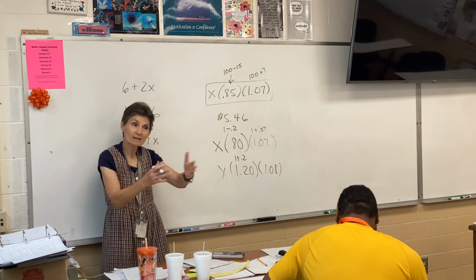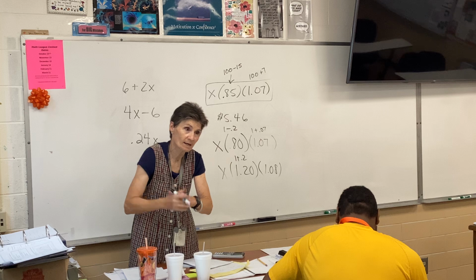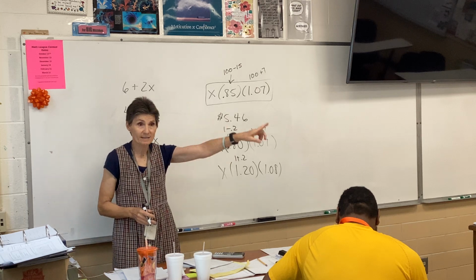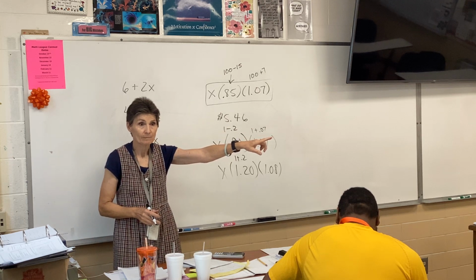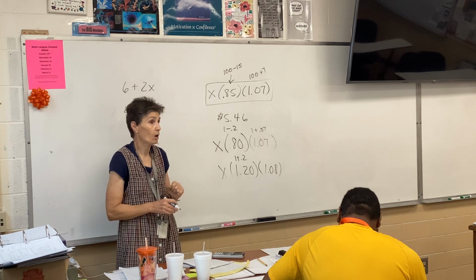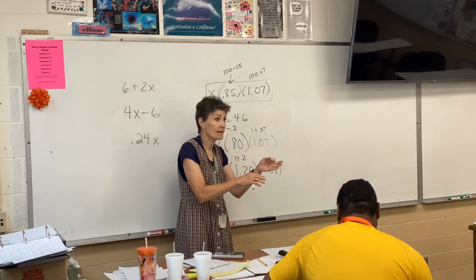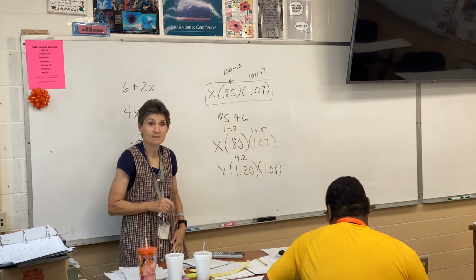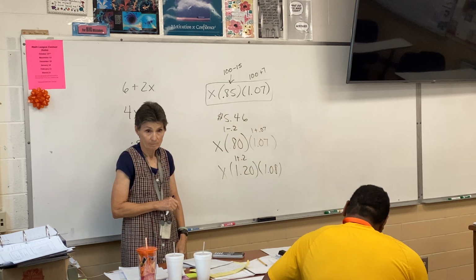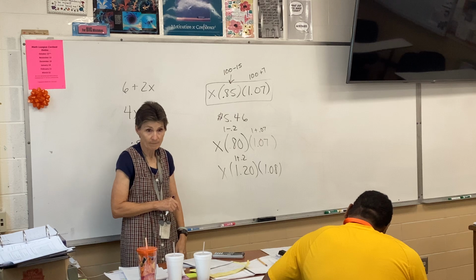Add-ons, whatever you're adding on, whatever is increasing your cost, is gonna be 1 plus that percentage. Whatever is decreasing your cost, like it's on sale or I have a coupon or something like that, it's gonna be 1 minus. Okay?